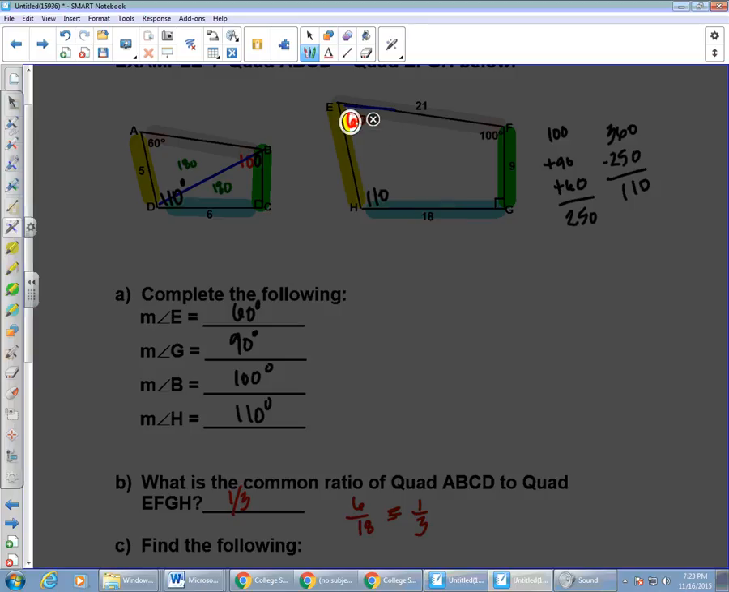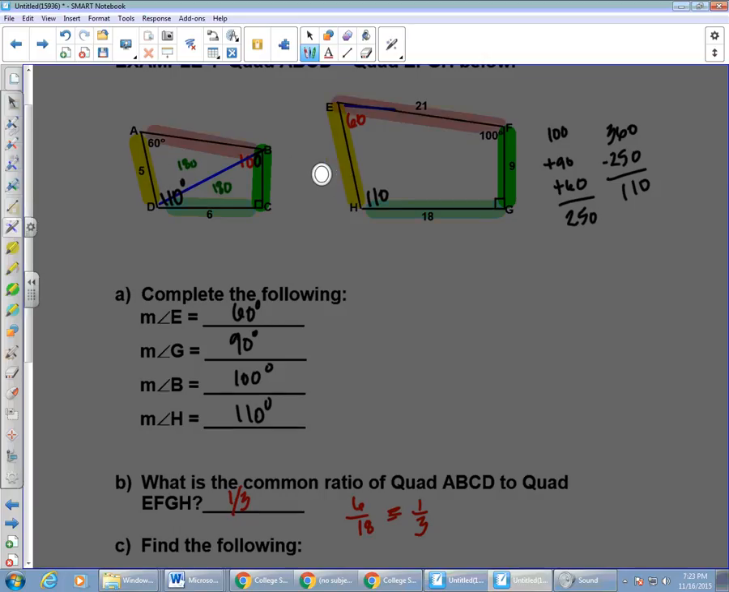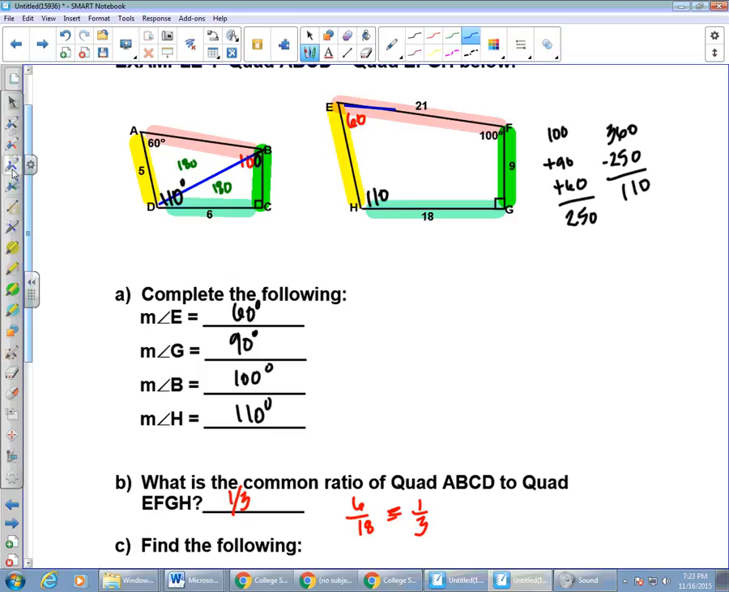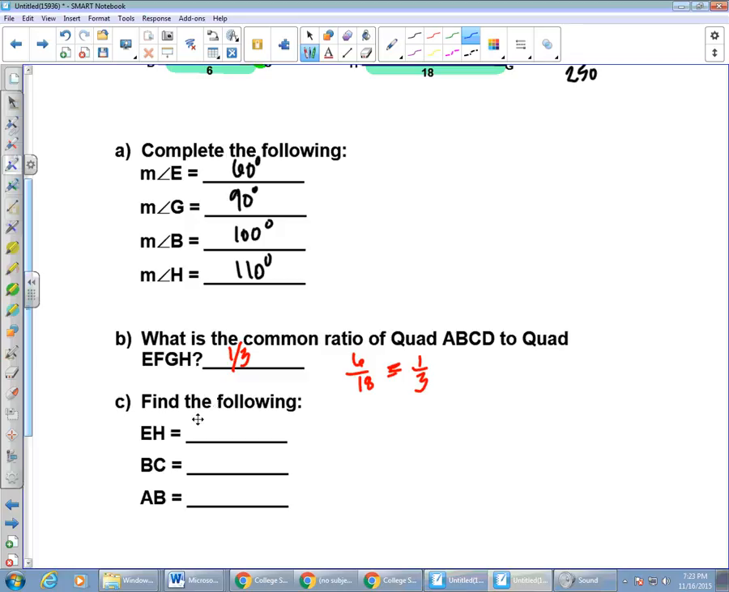And so if I want to find EH, I know that EH is going to be 3 times AD, and so EH will just be 15. You might be asking how I got that. Well, it's pretty simple: 3 times 5. 3 times 5 is 15.